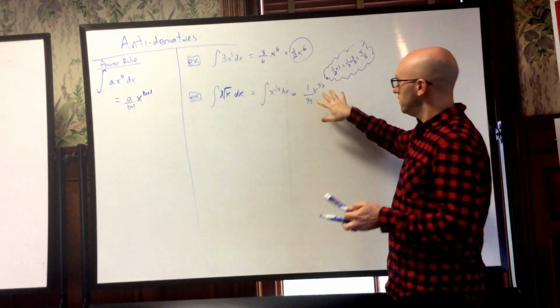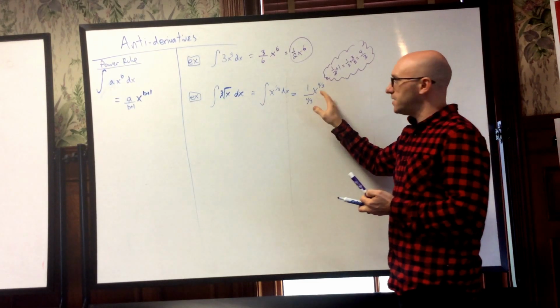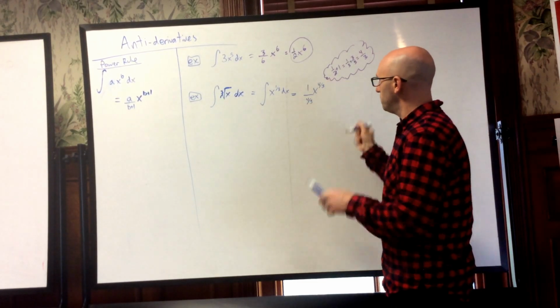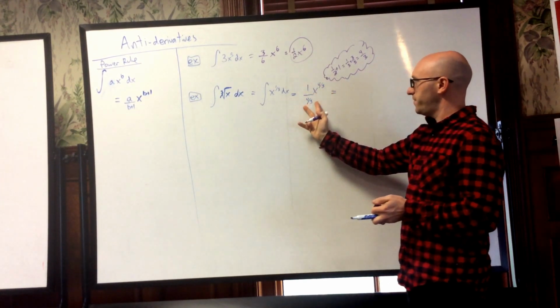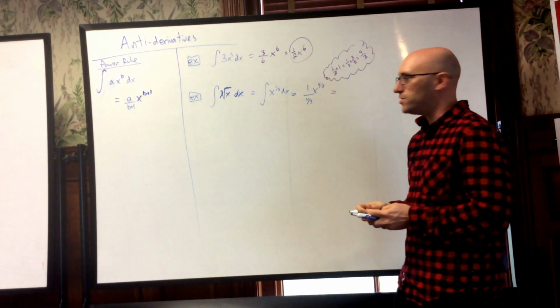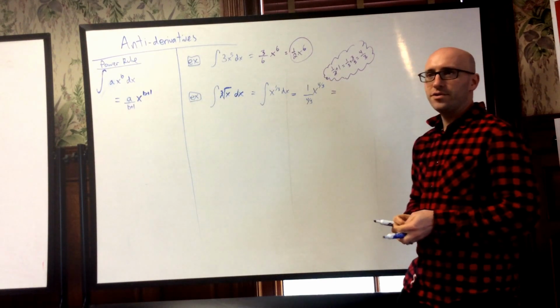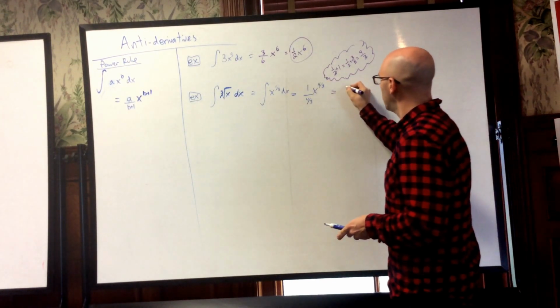And I'm hoping that during the process of doing these antiderivatives, you will start to not even do that step, what's currently my final answer, and skip straight to the actual final answer, which is what? What is 1 over 4/3? 3/4.